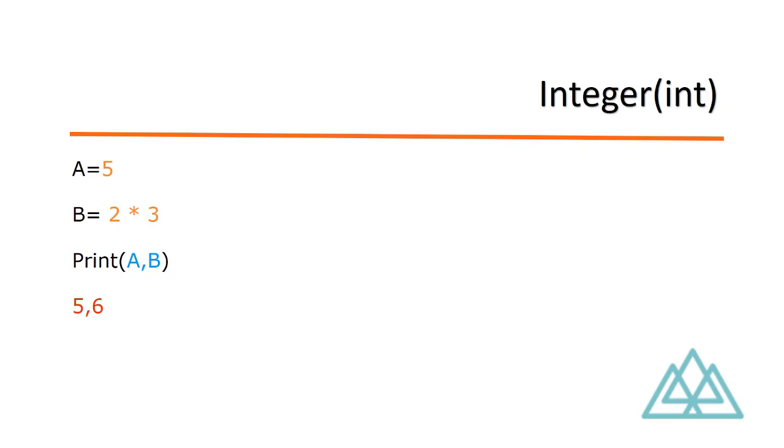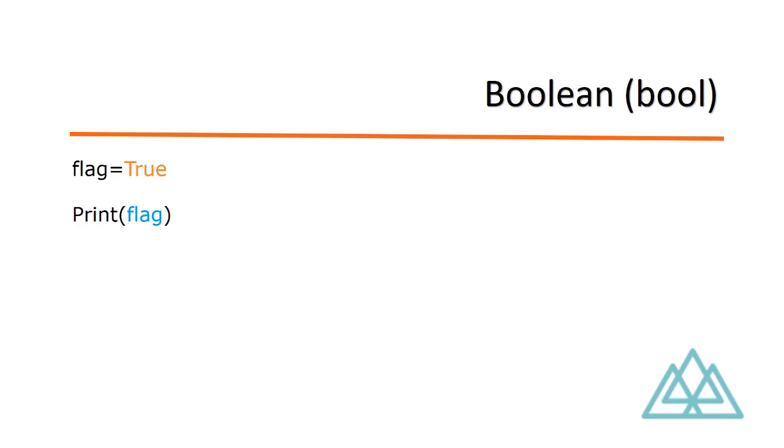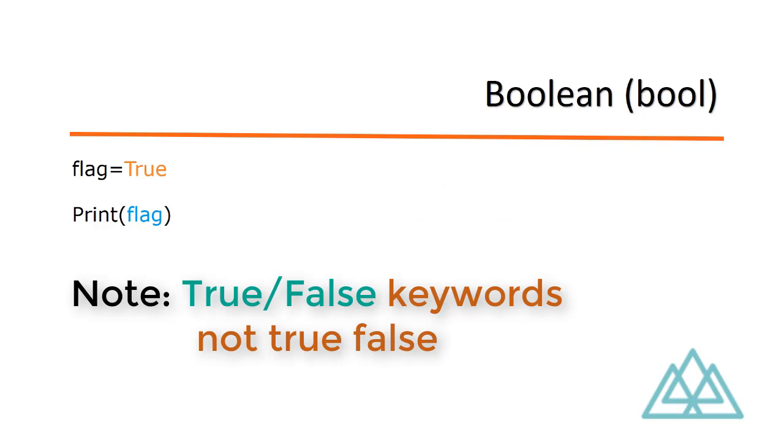And the fourth one is Boolean. In Python, the class type of Boolean is bool. Flag equal to False. Be careful about False and True. These are two keywords present in the Python language, not starting with lowercase characters like true or false.